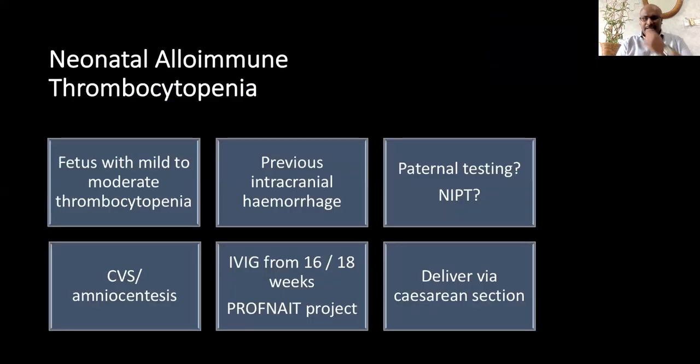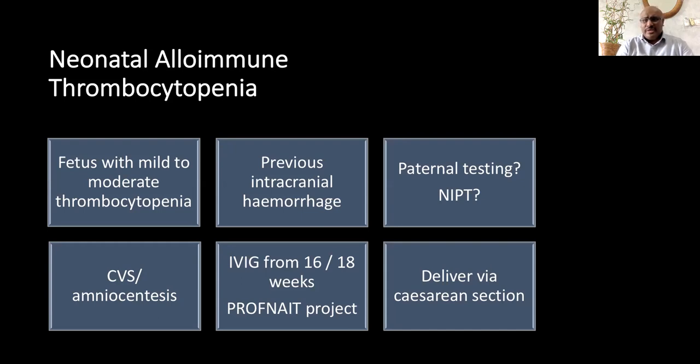So ladies and gentlemen, that moves on to the next topic of neonatal alloimmune thrombocytopenia. So if you have a patient who gives a history of the previous baby in a previous delivery having mild to moderate thrombocytopenia, or the previous baby having intracranial hemorrhage, think of a rare cause, but an easily treatable cause, known as neonatal alloimmune thrombocytopenia.